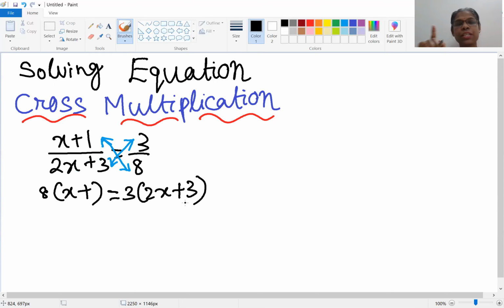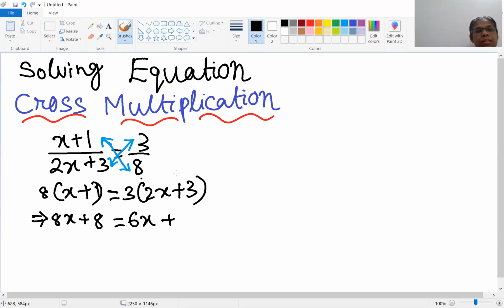You understood the first statement? This is the most important statement. After that, only the solution part. How to solve it? I want to separate: 8x plus 8 is equal to 3 times 2 is 6x plus 3 times 3 is 9.